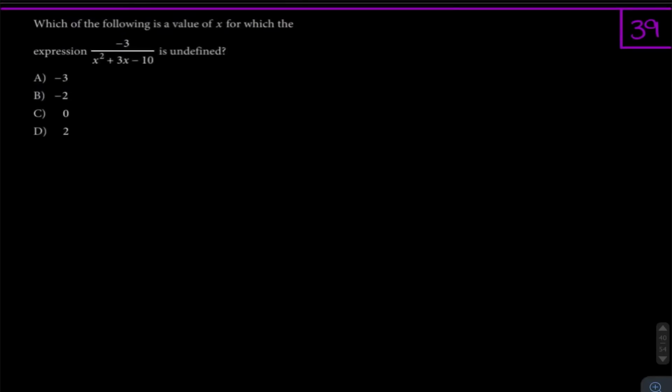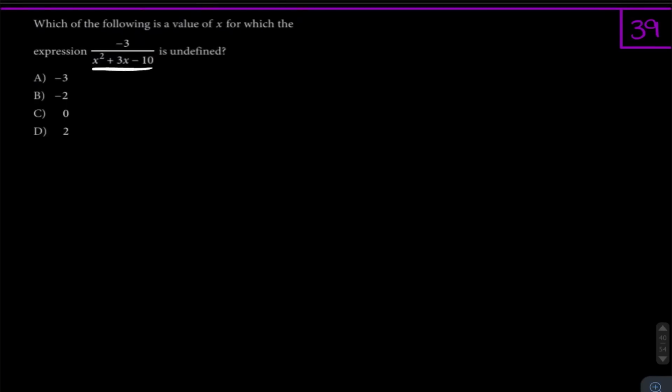Let's move on to problem 39. This one is a lot quicker. It says, which of the following is a value of x for which the expression -3 all over x squared plus 3x minus 10 is undefined. So here we're looking for where our fraction is undefined. Where is a fraction undefined? Well, a fraction is going to be undefined where it has 0 in the denominator. So this is actually just going to be a problem of finding where the denominator is 0, right?